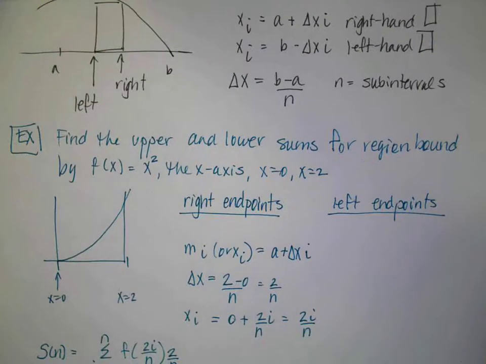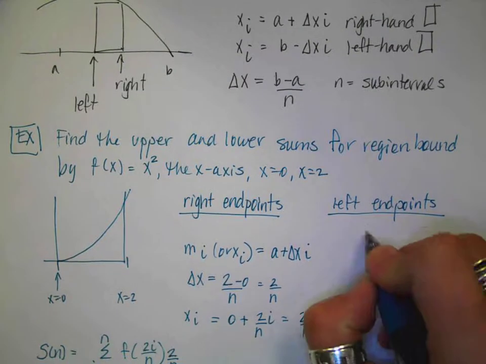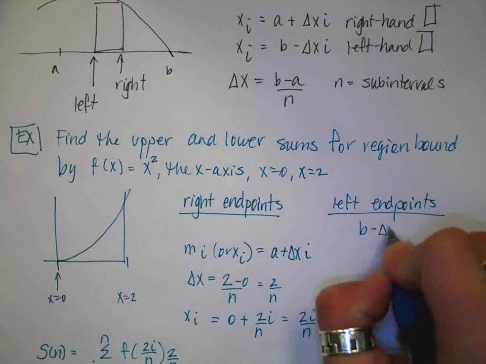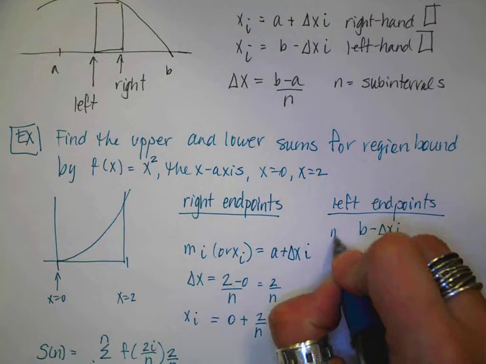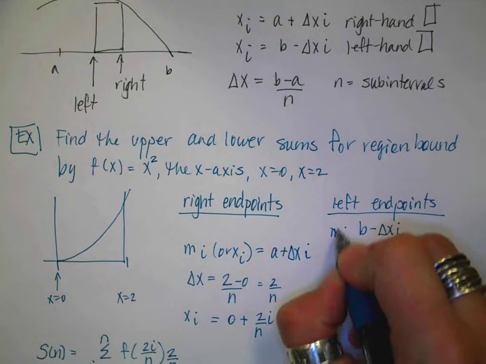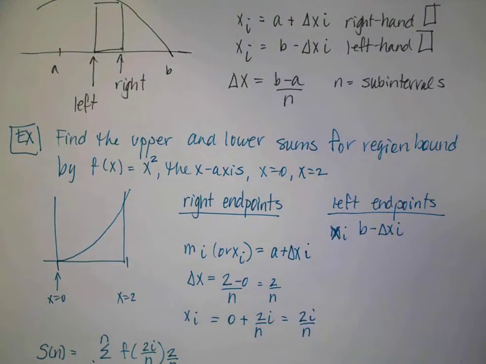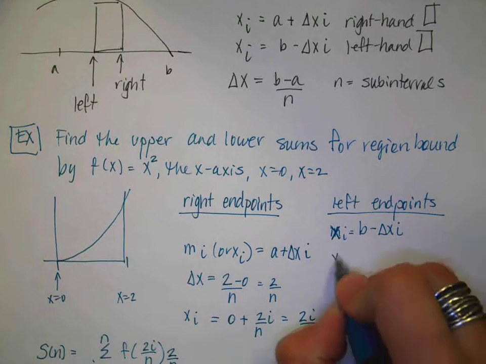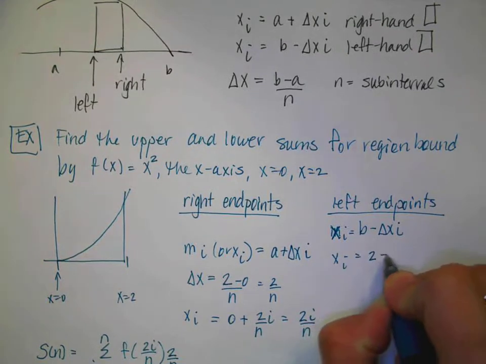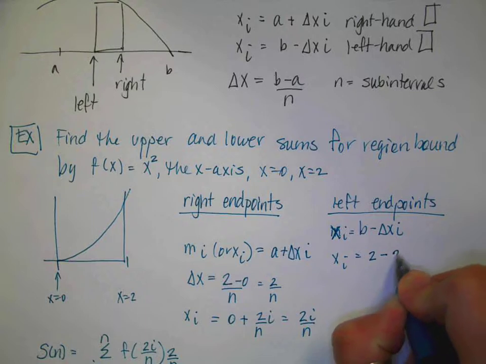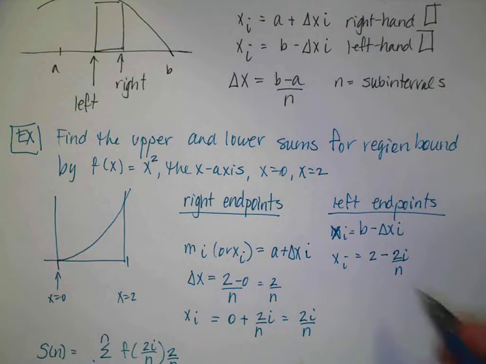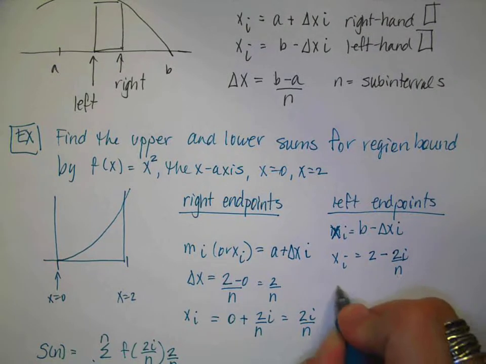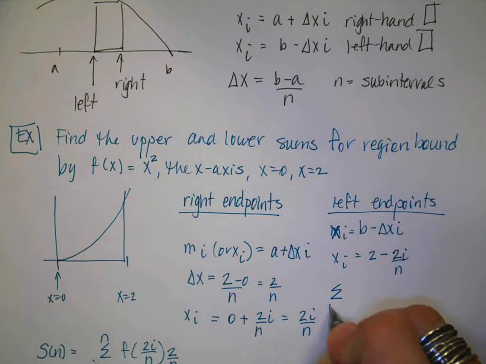So then let's go back and do the left endpoints, okay? If I go back and set up, my left endpoints are going to be b minus delta x i, right? And this is my m sub i, and I like x's better, so I'm going to call it x sub i. So x sub i is going to be equal to 2 minus my delta x, which is 2 over n, times i, and now I'm going to evaluate my function.